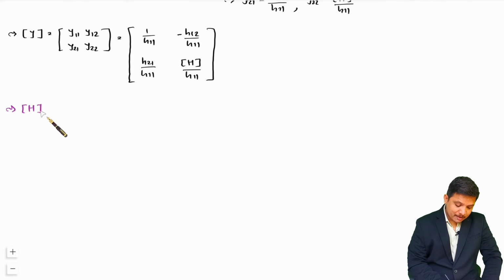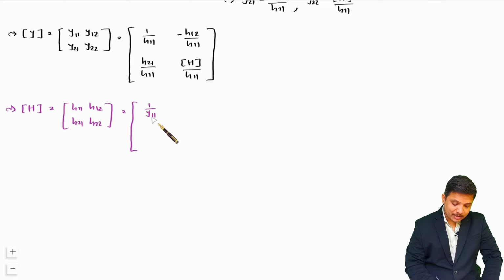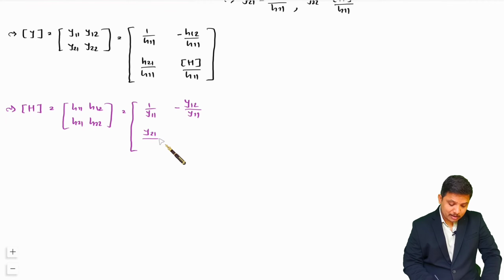And you will be observing this H parameter, that will be H11, H12, H21, H22, and that will be in form of Y. You see here 1 by H11 is there, so here it should be 1 by Y11. Here minus H12 by H11 is there, so here it should be minus Y12 divided by Y11. Here H21 divided by H11 is there, so here it will be Y21 divided by Y11, and here matrix H magnitude divided by H11 is there, so it should be here Y matrix magnitude divided by Y11, right.